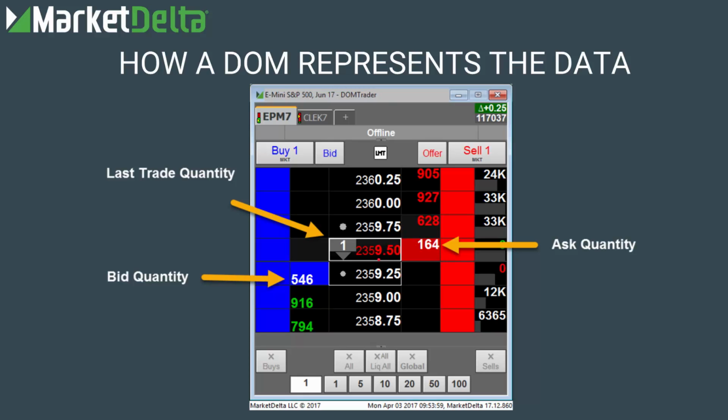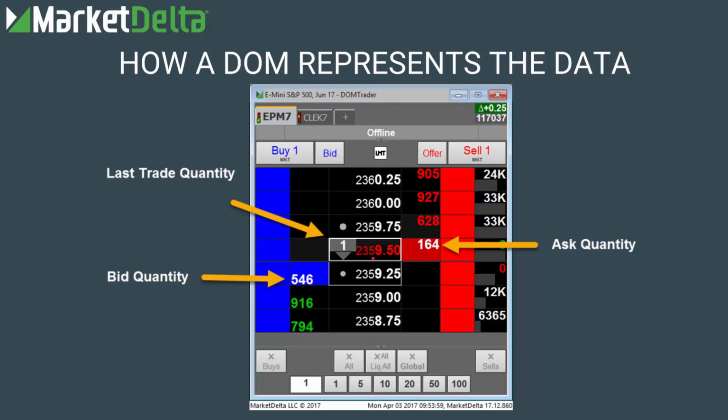the ask price, or the offer, is 23.59.50. This is the ask quantity. You've got 164 available for sale at that price, and this is the bid quantity. You have 546 available to buy at 59 quarter. All right, and I just have noted here the last trade quantity was a 1, so one contract just traded here at 59 half.